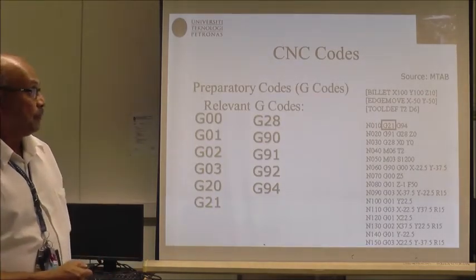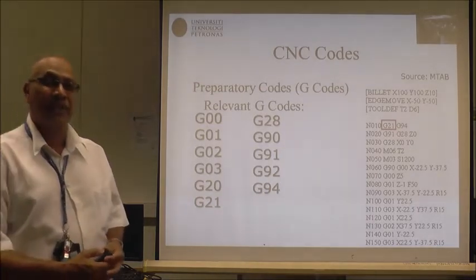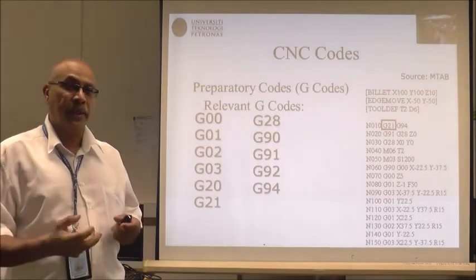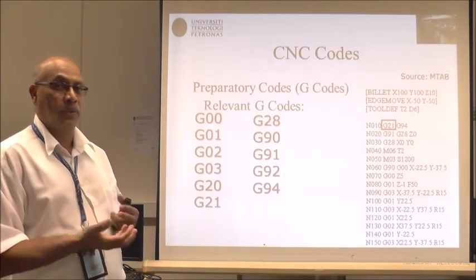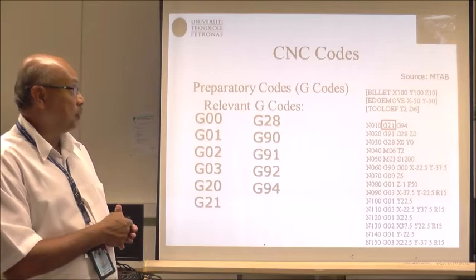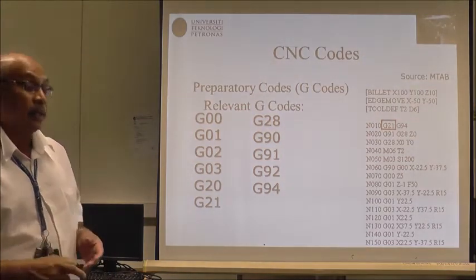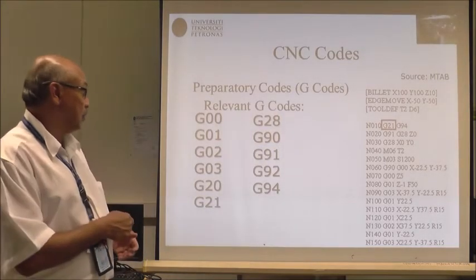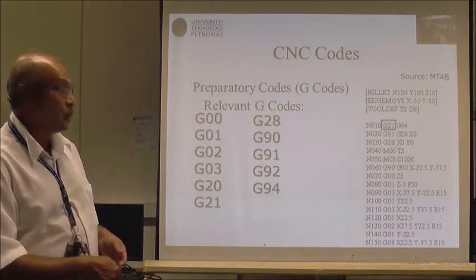The G codes. G codes are also known as the preparatory codes. So it's a code that prepares the machine, that moves the machine from one location to another. That's why it's called preparatory codes. So the G codes are preparatory codes. There are 99 G codes, from G00, G01, G02, G03 until G99.